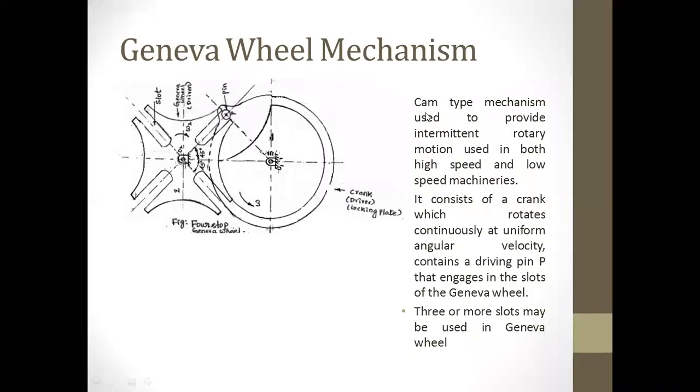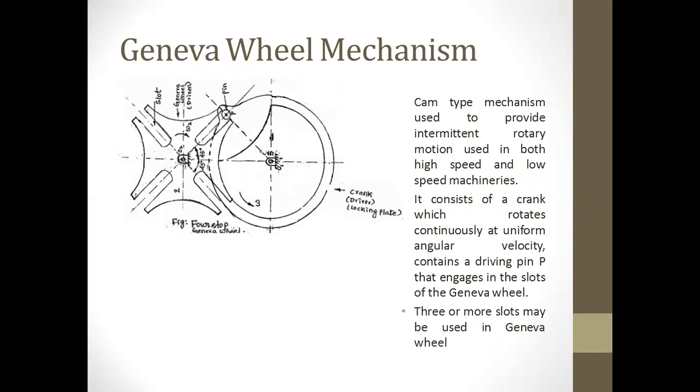The Geneva wheel mechanism is a cam type mechanism which is used to provide intermittent rotary motion. It is used in both high speed and low speed machineries, mainly in conveyors where you require intermittent motion. It consists of a crank. This is a driving crank which rotates continuously at uniform angular velocity.